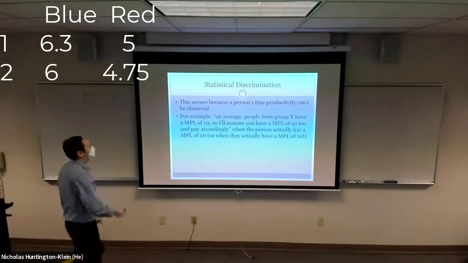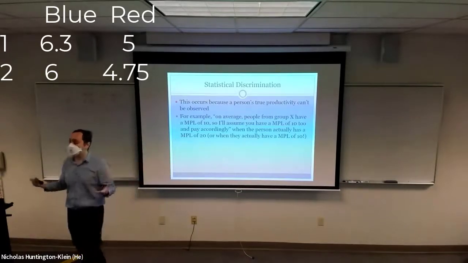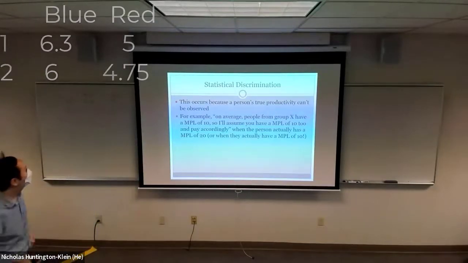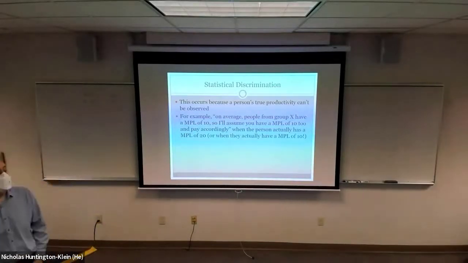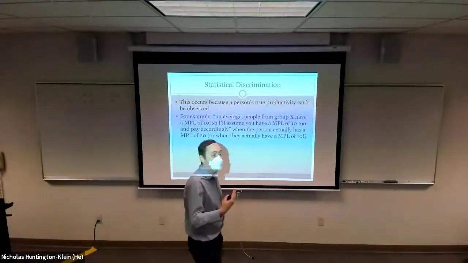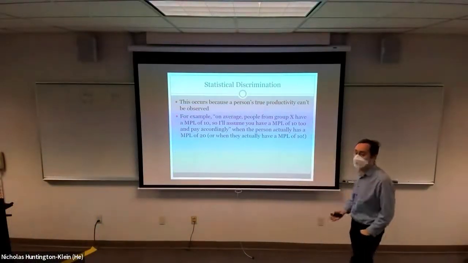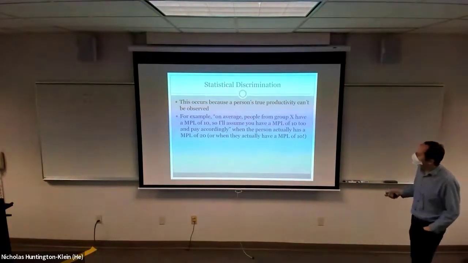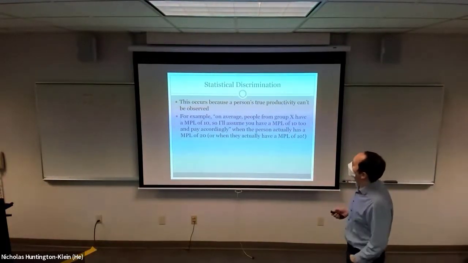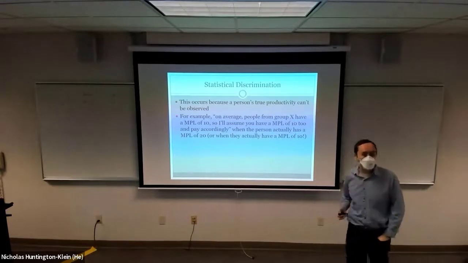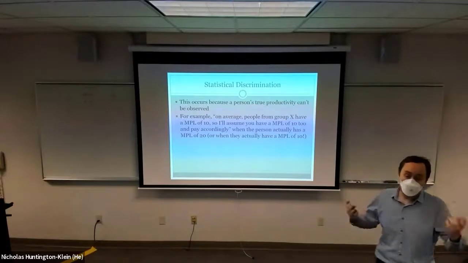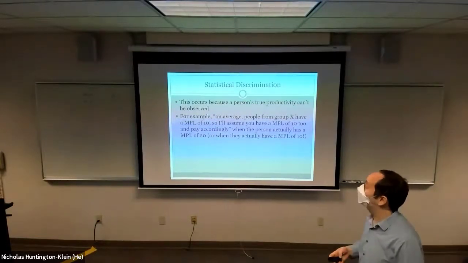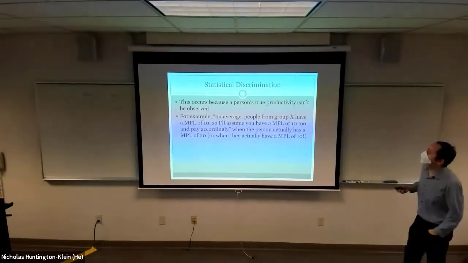So why does this happen? Well, it happens partially because somebody's true productivity cannot be observed, right? So if you're an employer, you're hiring somebody, you don't know how good they're going to be. There's an information problem. We already talked about this when we talked about asymmetric information. You don't know how good of a worker that person you're hiring is. And so you try to make an assumption about how effective a worker you think that person's going to be, and you use the signals that are at your disposal. And those signals might end up being based on demographic groupings or things like that, right?